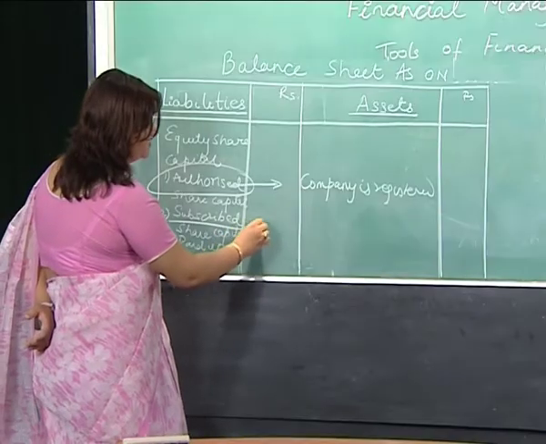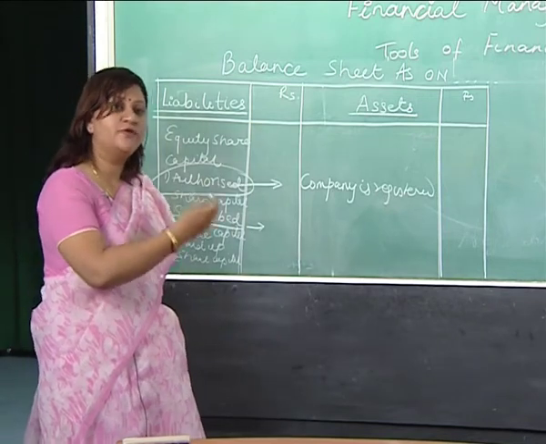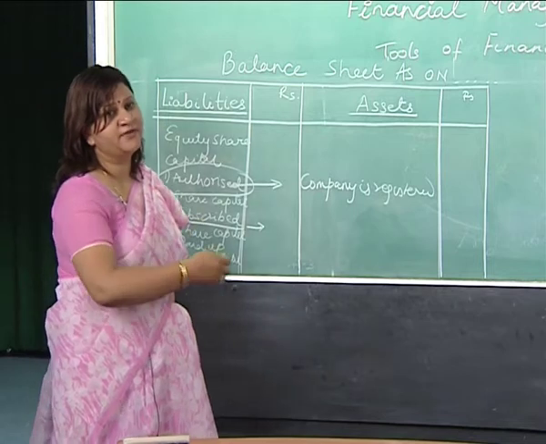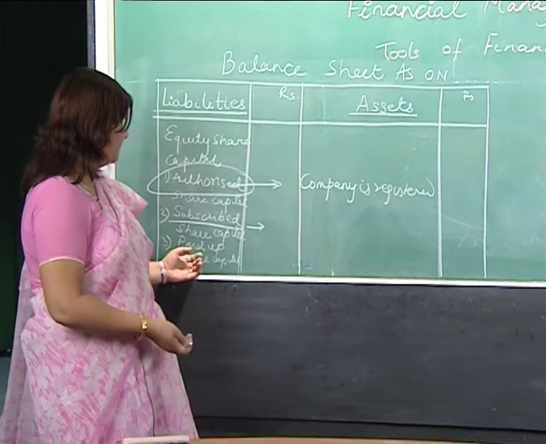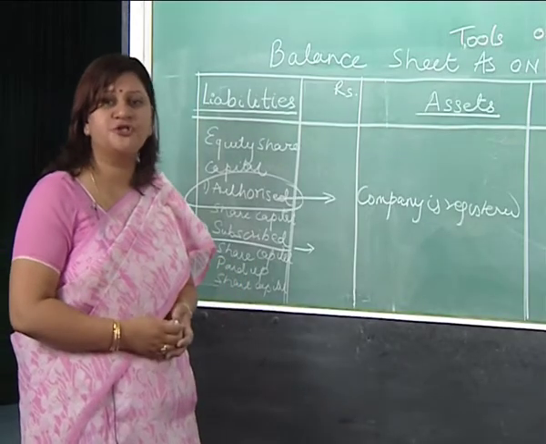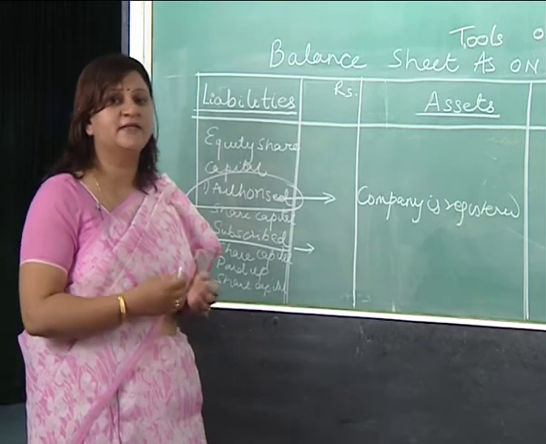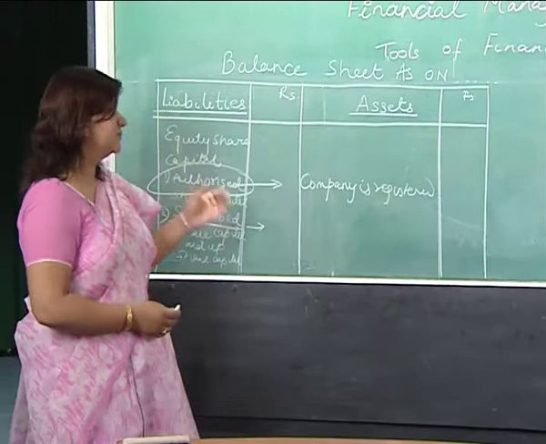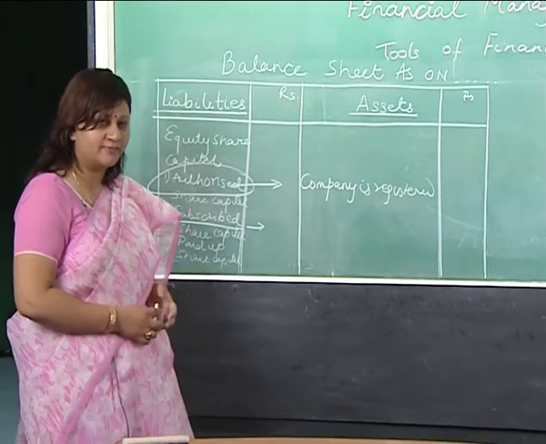Subscribed capital means that portion of capital which has been offered for subscription and for which the shares are being subscribed by the public at large. Paid up capital is that portion of subscribed capital which has been paid up by the shareholder or the investor. So this classification is to be done under equity share capital.